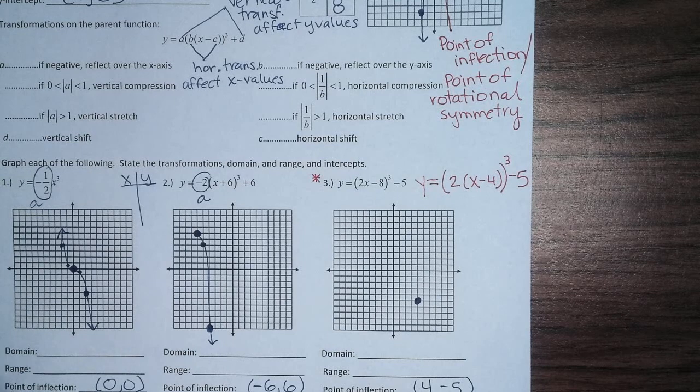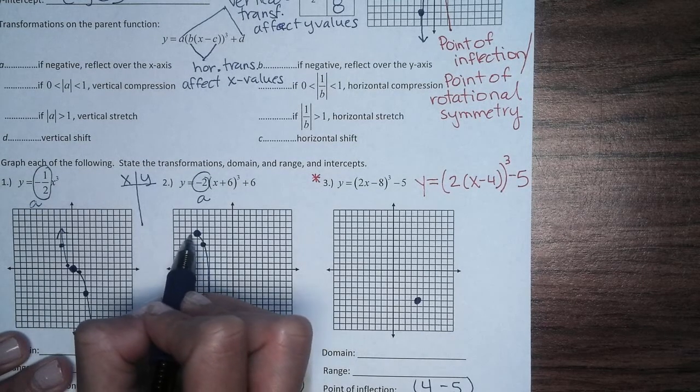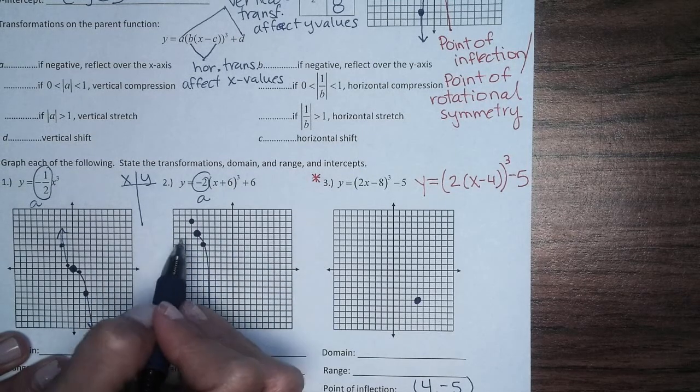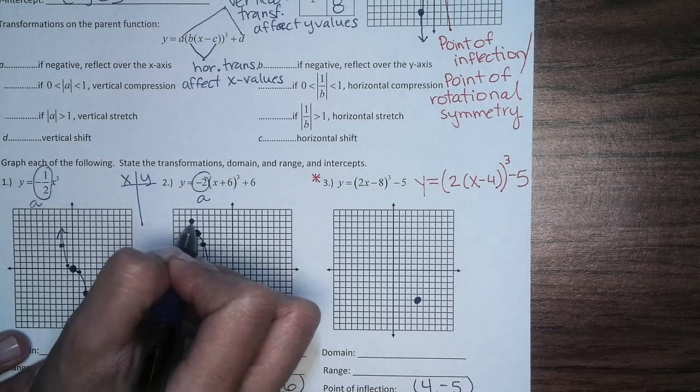Remember that the other side is symmetrical. So I'm going to go to the left 1, up 2. And then I'm supposed to go to the left 2 and up 16, but that isn't going to fit. So it goes like that.